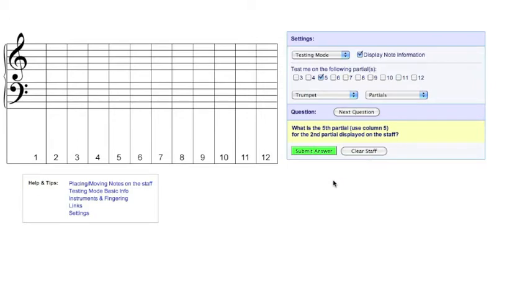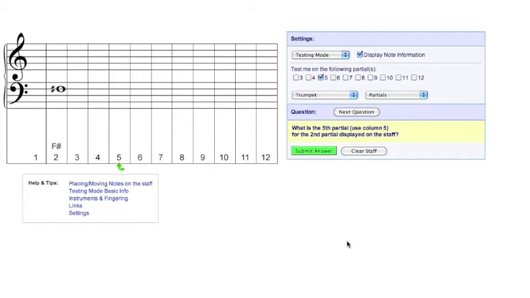So in this particular case, we're going into testing mode again, and at the same time we're going to add to the list trumpet as our main instrument that we want to look at in terms of finding fundamentals or finding partials. This will give us a chance then to isolate it down and only deal with notes that you could possibly play on the trumpet. In this case, we'll go ahead and say we want to look at trumpet partials. So we click on the next question.